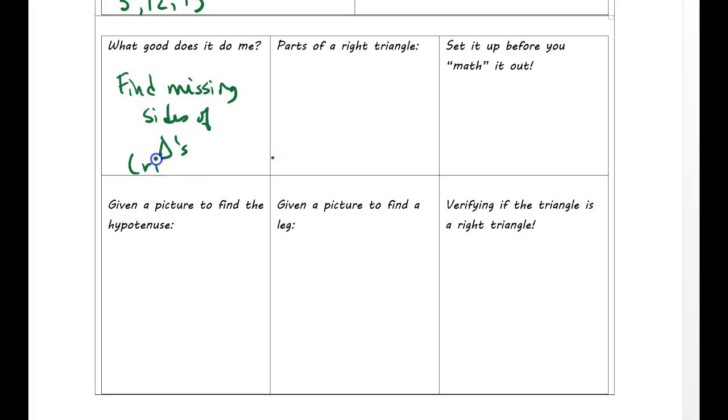Now, the key here is they do need to be right triangles, and I think everybody should know the difference between a right triangle and a non-right triangle. You have to have that 90-degree angle, so keep that in mind, okay? Now, the parts of a triangle, just as a refresher: this is your right angle. Across from the right angle is the hypotenuse.